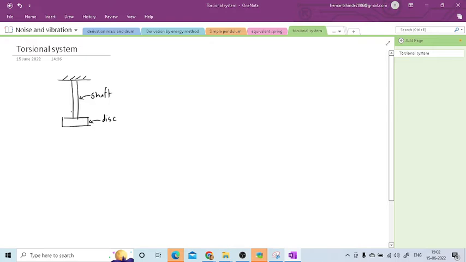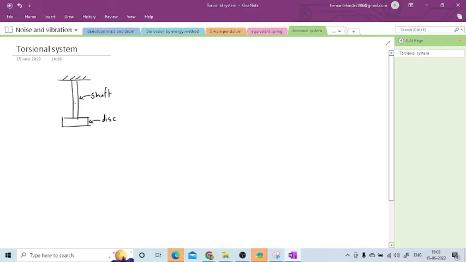For the derivation of this torsional system, we will require help from the derivation of a single spring mass system by using Newton's method. If you have not watched that video, then please do watch it from the playlist, the derivation for single degree of freedom system by using Newton's method. Please watch that video and then come to this torsional system.